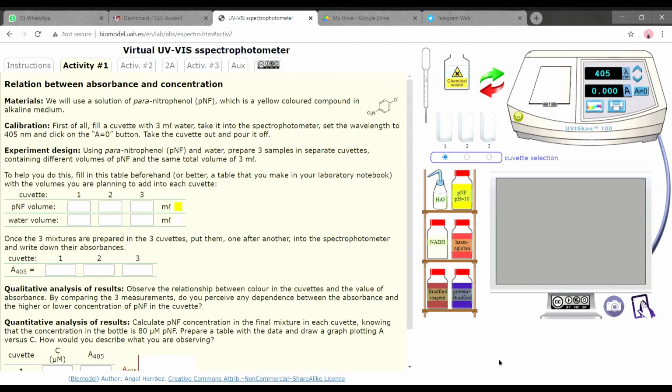So today we are going to perform an experiment using the spectrophotometer. For activity 1, we make an experiment to find the relation between absorbance and concentration. First of all, we need to fill a cuvette with 3 ml water to make it as a blank.